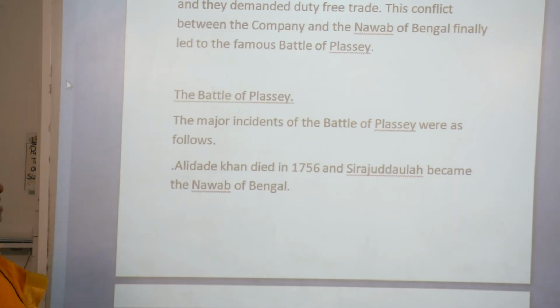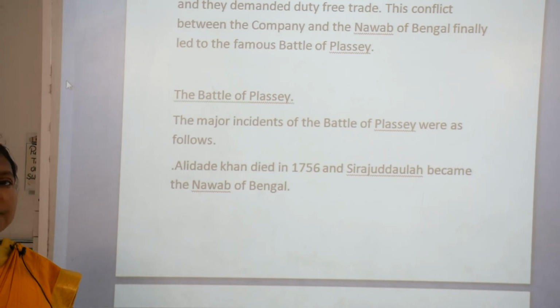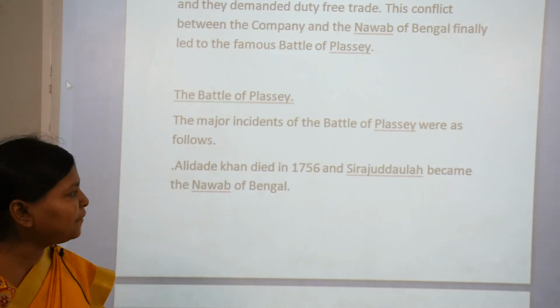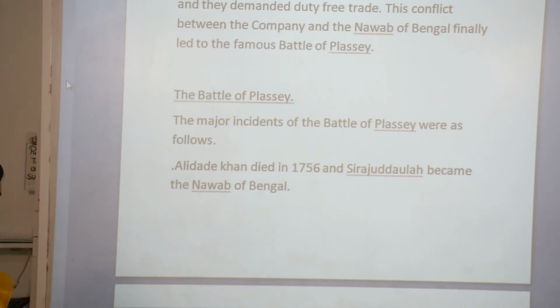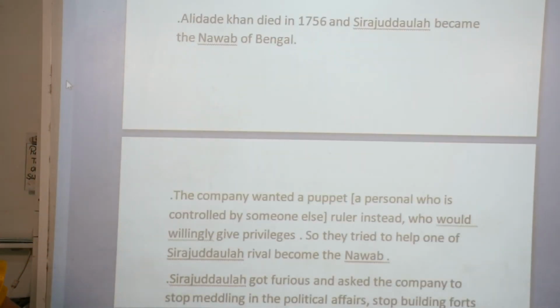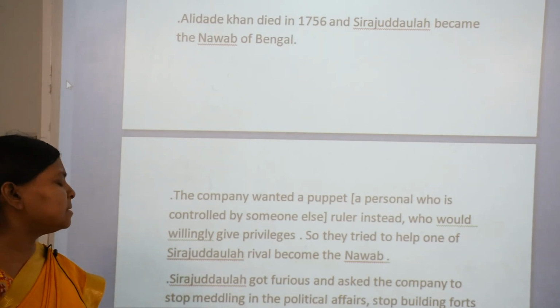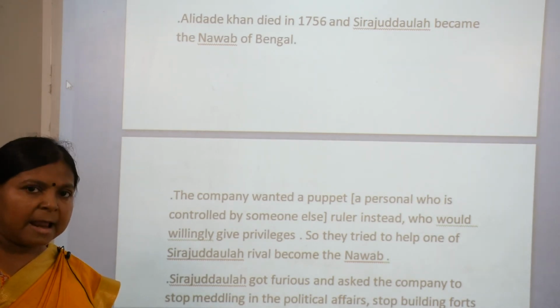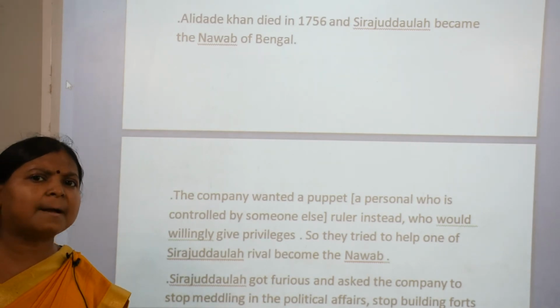What type of major incident happened during the Battle of Plassey were as follows. Now, when the battle was started: Alivardi Khan died in 1756 and Sirajuddaula became the Nawab of Bengal. Second, the company wanted a puppet, a person who is controlled by someone else, as ruler instead, who would willingly give all the privileges to these companies.